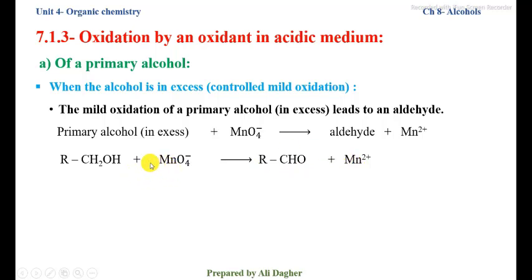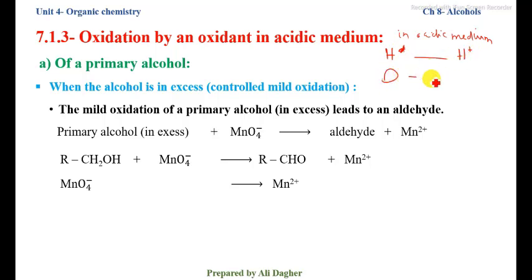We balance this redox reaction using the half reaction method. First half reaction: MnO4- gives Mn2+. We know in acidic medium hydrogen is balanced by H+ and oxygen is balanced by H2O. We balance oxygen first, then hydrogen. But first we should balance the main atom, which is Mn. In this case, we have one Mn and one Mn in product, balanced.